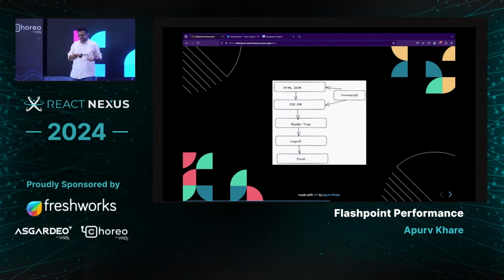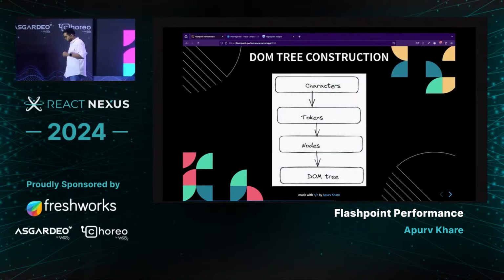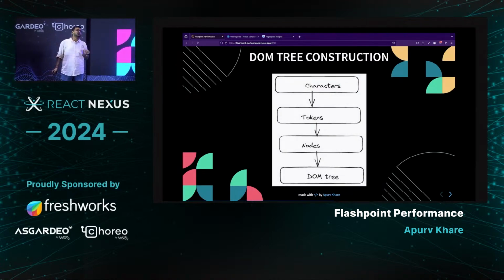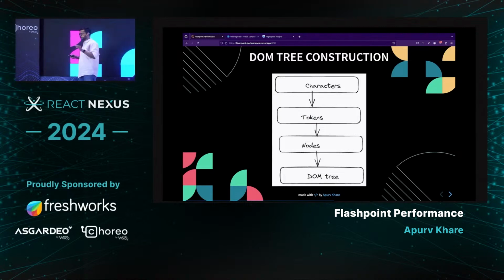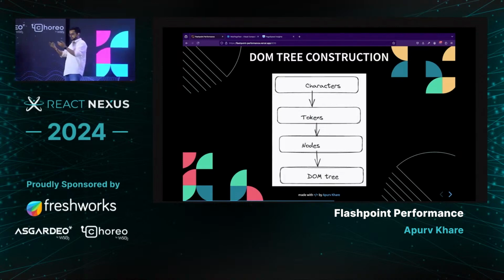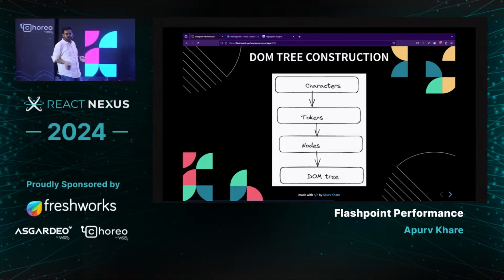So let's talk about each of these. The DOM tree construction starts. So let me tell you one more thing. Whenever you request for any website, the first file that the server sends is most likely to be an HTML file. As soon as the browser receives the HTML file, it starts parsing it. And it has characters, right?